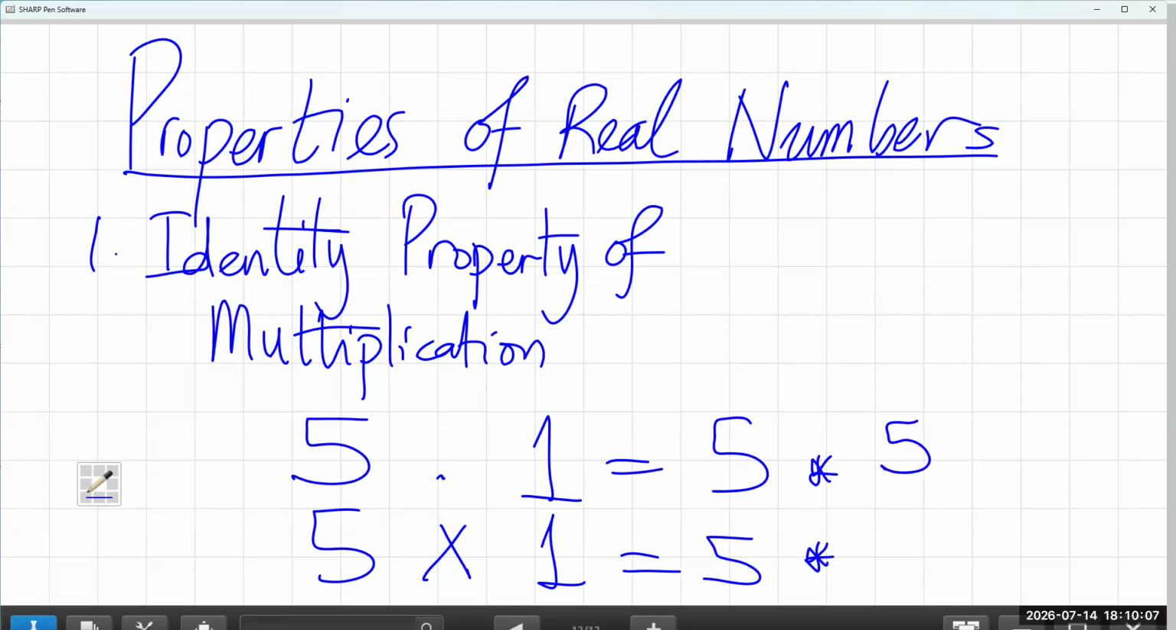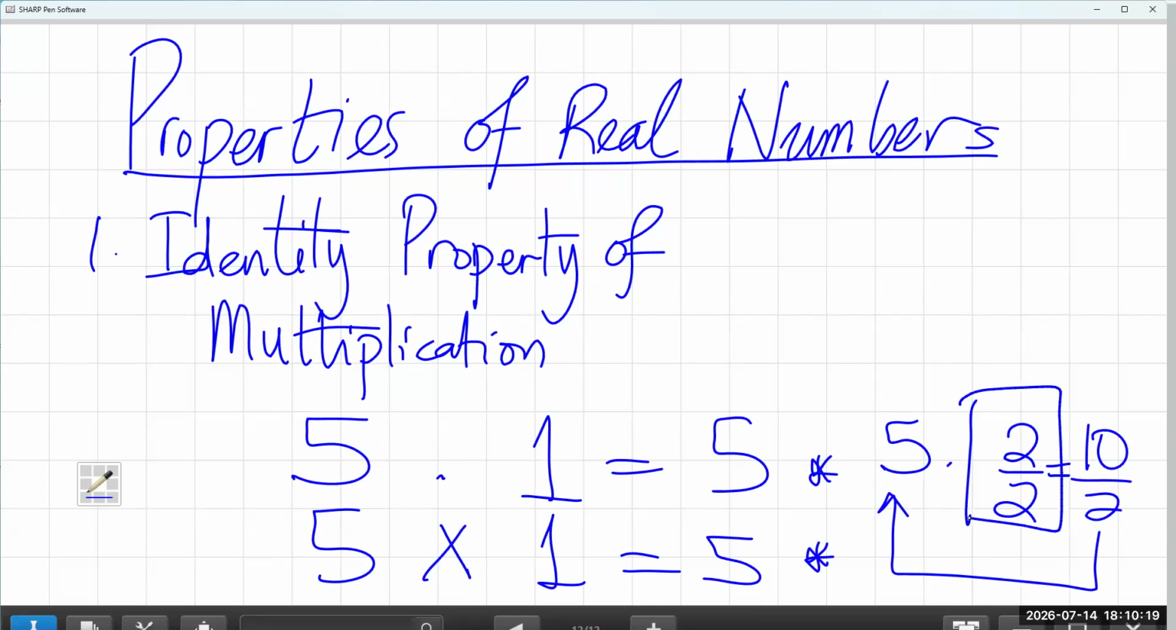If you multiply 5 times 2 over 2, you will get 10 over 2. But that's the same thing as 5. But there are times when you want 10 over 2. So what you do is you multiply by 1, but this is the same thing as 1. That's what's going on over there. So the first property of real numbers is the identity property. Now we're going to do more properties.